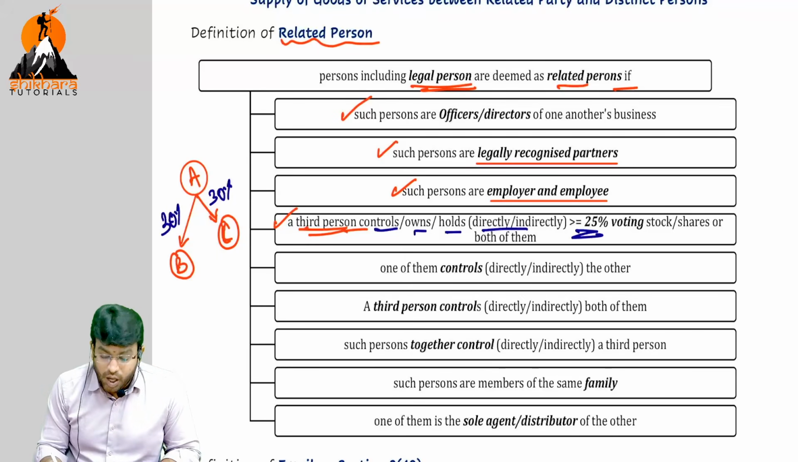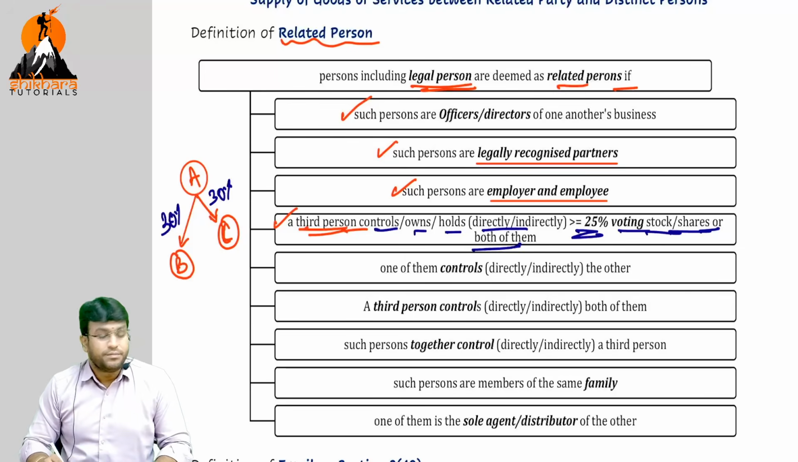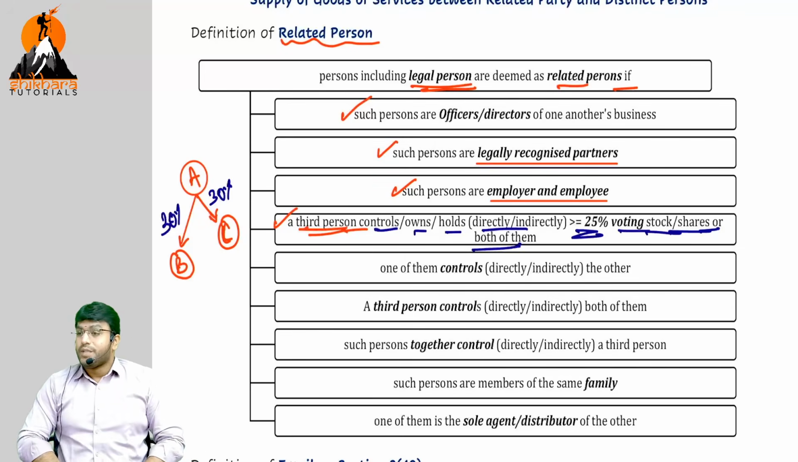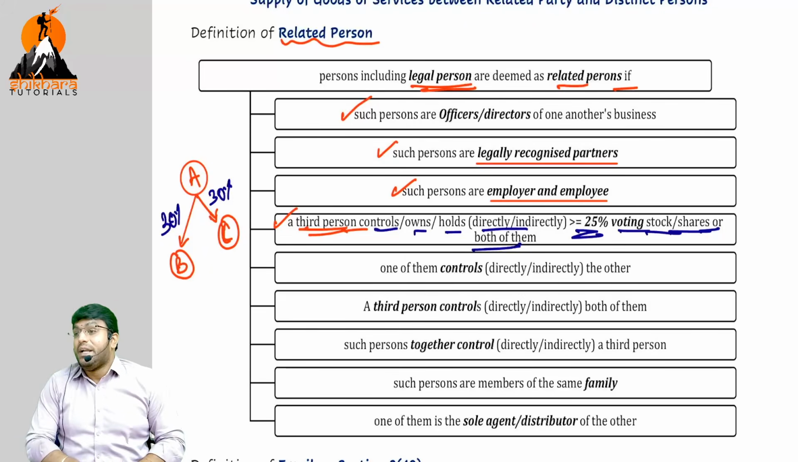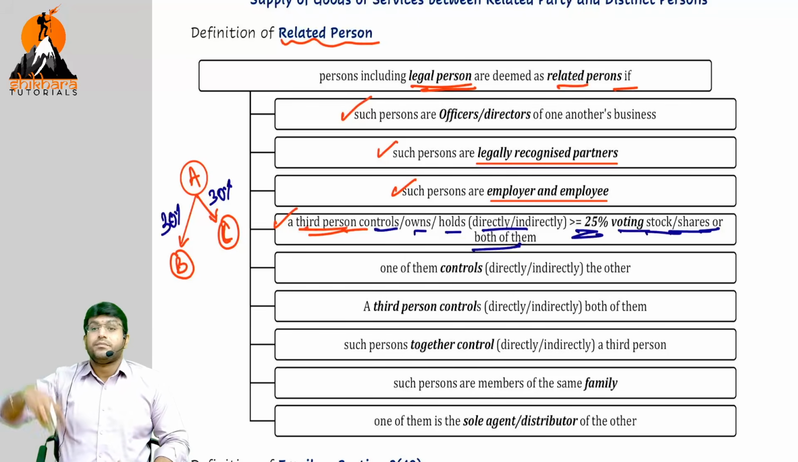25% or more of the voting stock or shares or both of them. That means A is having 30% in B, A is having 30% in C. Then we treat B and C as related persons. Understood, guys? Who are all covered as related persons?